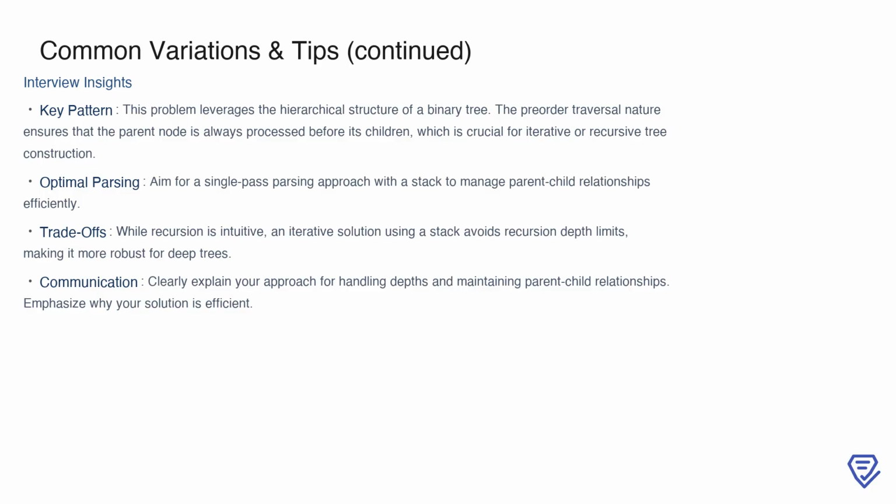For optimal parsing, leveraging a stack allows you to efficiently manage the parent-child relationships in a single pass, avoiding unnecessary overhead. While recursion is often more intuitive, using an iterative solution with a stack can be more robust, especially for very deep trees where recursion depth limits could otherwise be a concern. As always, communication is key when explaining your solution. Focus on how you're handling depths in parent-child relationships, and highlight why your approach minimizes inefficiencies.